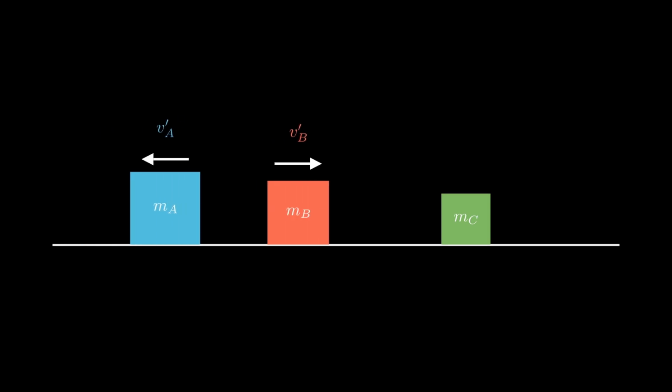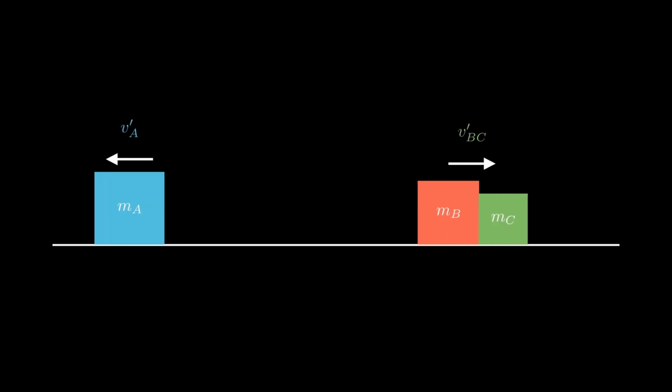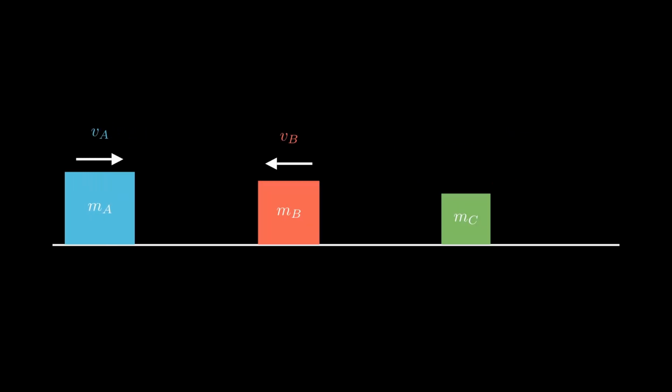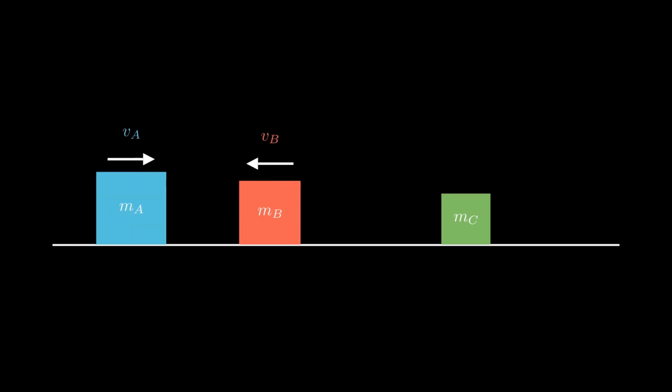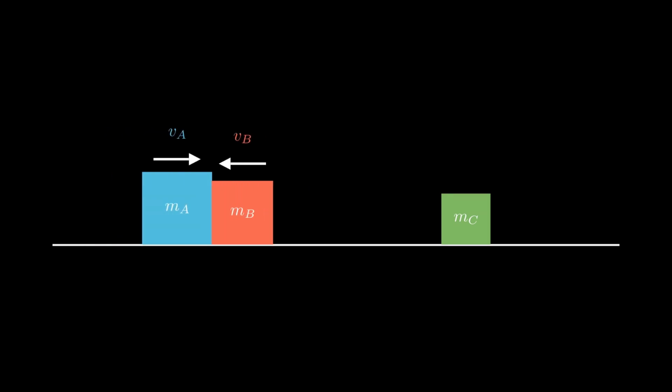In this setup, we will explore the behavior of three masses undergoing collisions. Initially, mass A moves to the right with a velocity VA, while mass B moves to the left with a velocity VB. Mass C is stationary at first. Mass A then collides with mass B in a perfectly elastic collision.